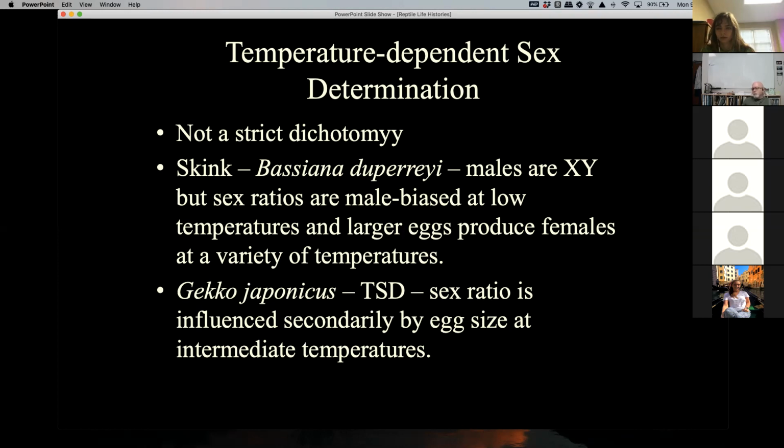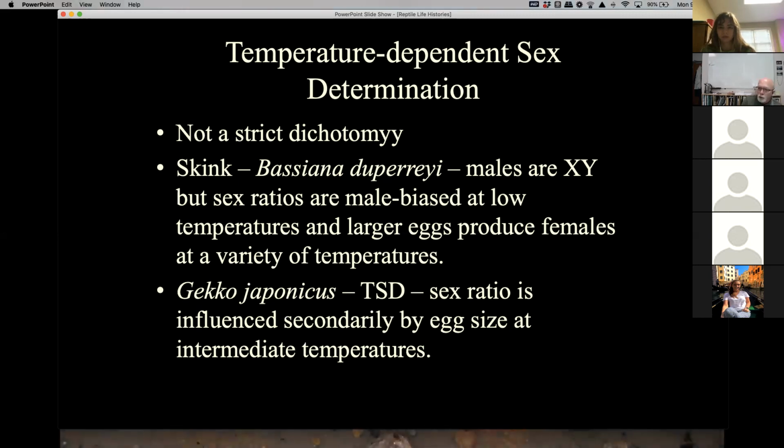Egg size is oftentimes influenced by the amount of resources that a female has to put into eggs, and so egg size is influencing the nature of activity of temperature-dependent sex determination. So it's not a strict dichotomy. You're not just genotypic or just temperature-dependent sex determination. There are influences of both in a variety of species. These are just two examples.